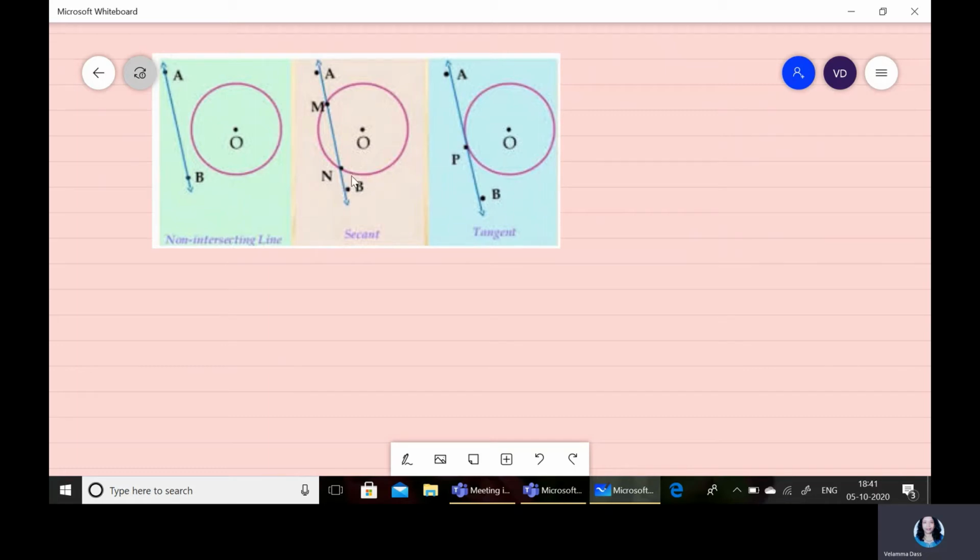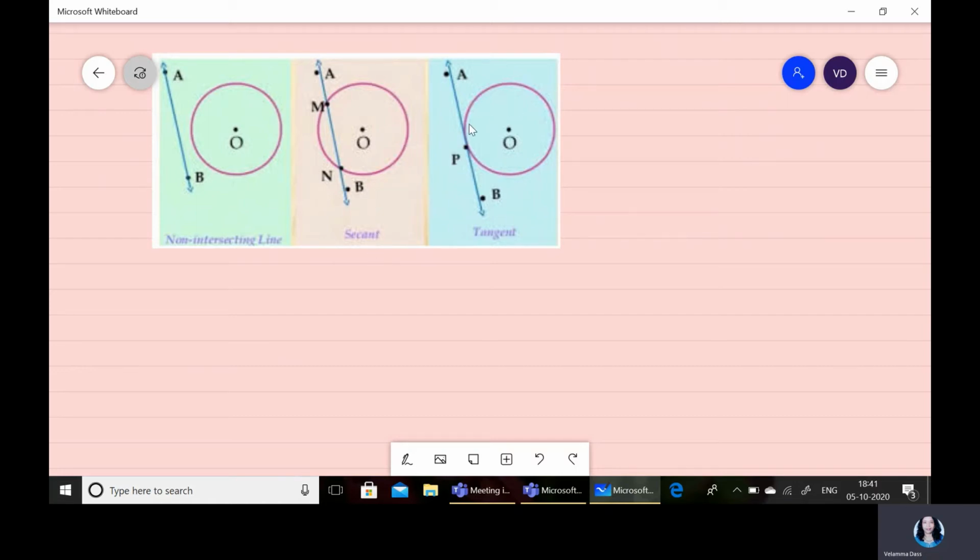Whereas in the second case, the line can intersect the circle at 2 points. For example, now here AB is a line and it is intersecting the circle at the points M and N. So this is called a secant. It is called a secant.